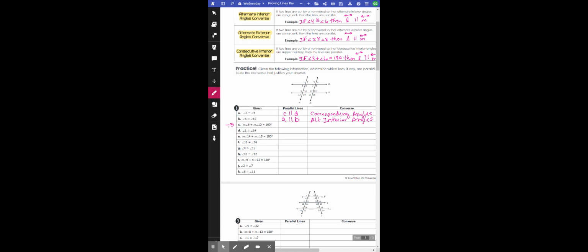We're here on C, measure of angle 6 and measure of angle 10. So we look at angle 6, then we look at angle 10. Both of them share a common transversal. They both touch two separate lines. They're on the same side. They're consecutive interior angles. So these are my parallel lines. A is parallel to B. And they're parallel because of consecutive interior angles.